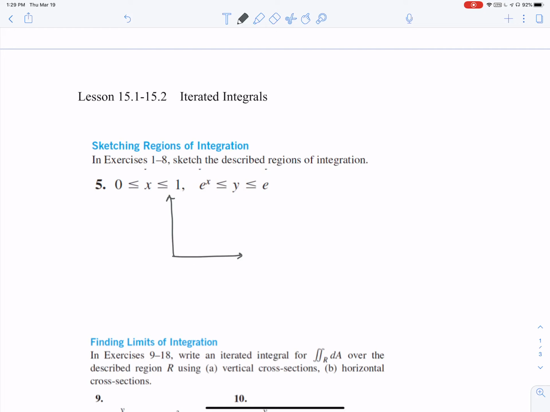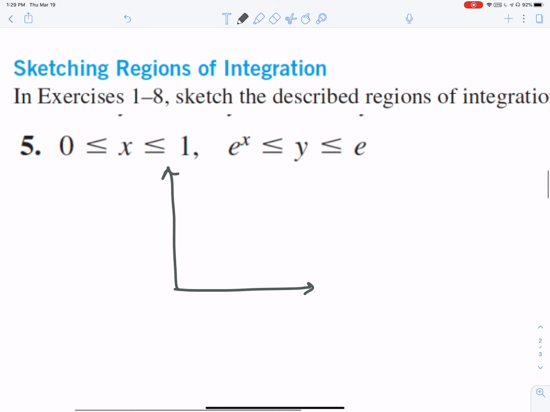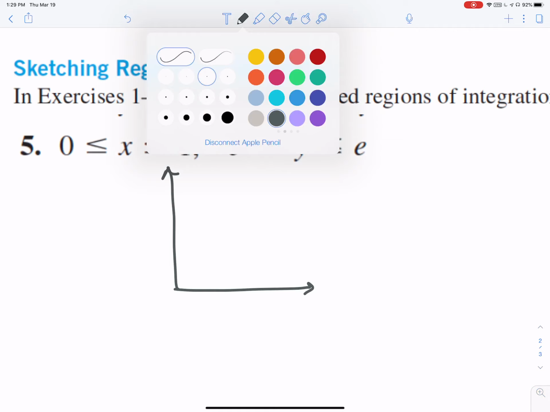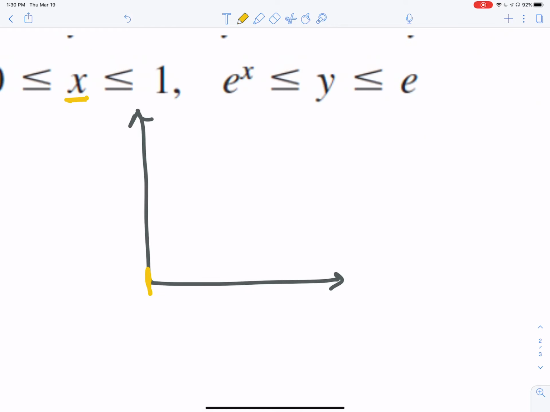Right, and because we're doing just the region of integration, I just need to sketch the xy plane because the region R lives in 2D. It is a two-dimensional idea. It lives on the xy plane. So I just sketched this. Let me pick a color. We'll do yellow. So for our x variables, x will go from 0 to 1.